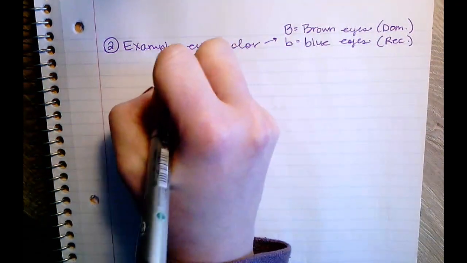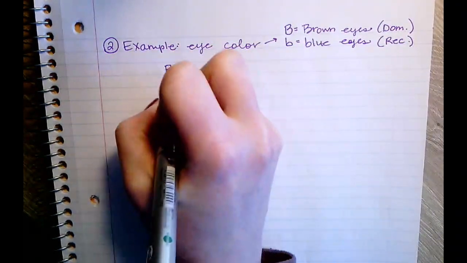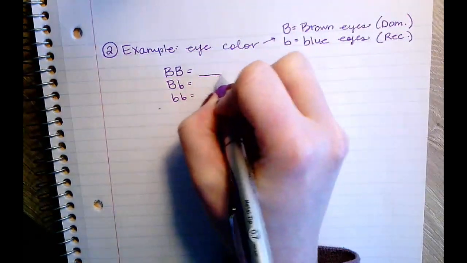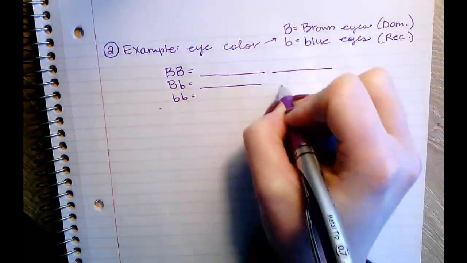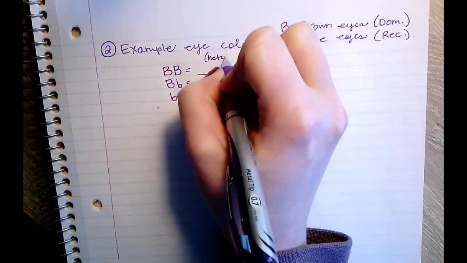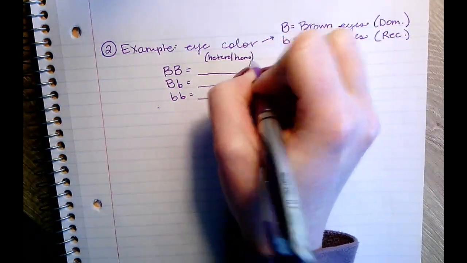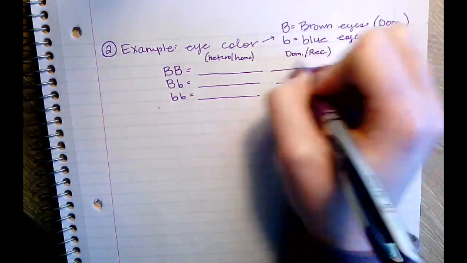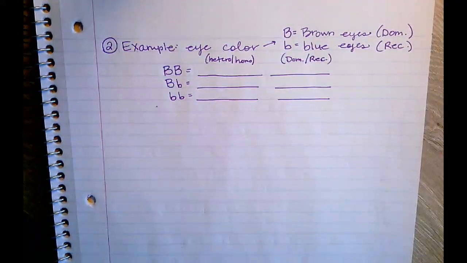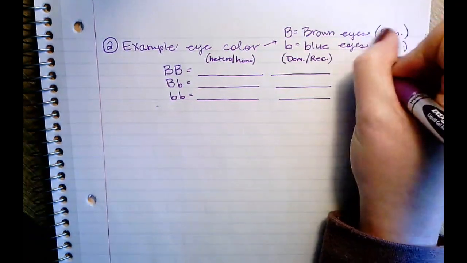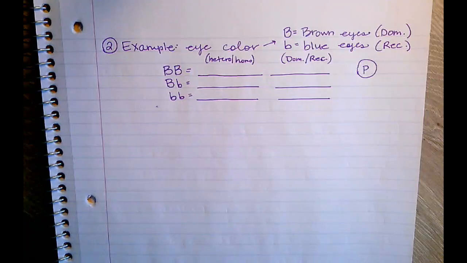So let's practice this. If I have a big B, what would that be called? Big B, and little b, little b. I'm looking for two words in each of these, okay? On this column, I'm looking for hetero or homozygous, and on this, I'm looking for dominant or recessive. Pause the video and see if you can fill those out before I actually give you the answer. I'm going to put a P with a circle. We're going to pause and see if we can try it.